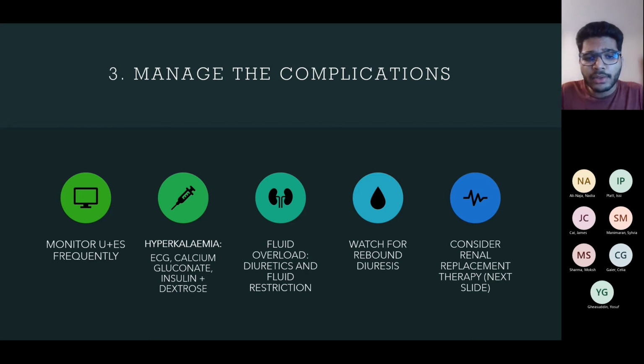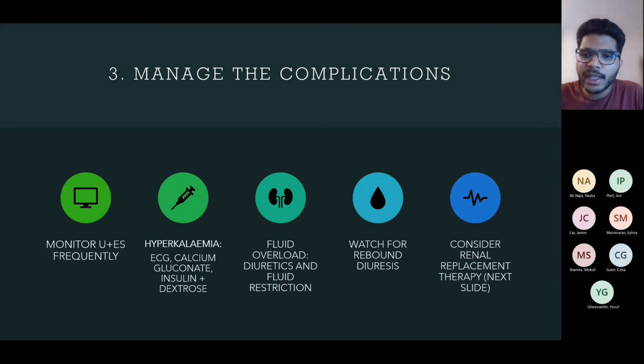You might want to also consider putting them on renal replacement therapy, which is the final thing I'm going to talk about. And you need to be careful of rebound diuresis. Does anybody know what this is? Anyone know what rebound diuresis is?